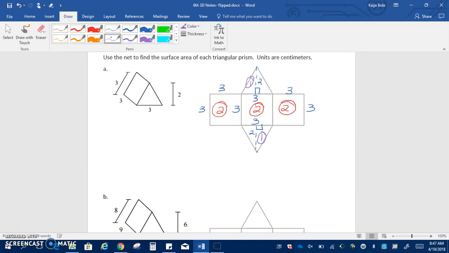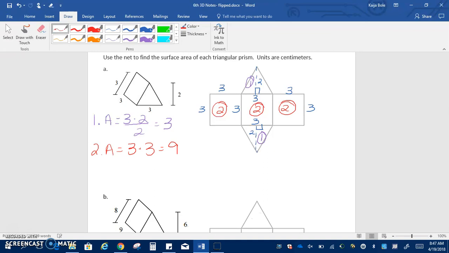Alright, so number 1, area of a triangle, base times height divided by 2. So we're going to do 3 times 2 divided by 2, and that gets us 3 in the end. And then for our number 2s, we just have a square, so it's length times width. So we have 3 times 3, which is 9.